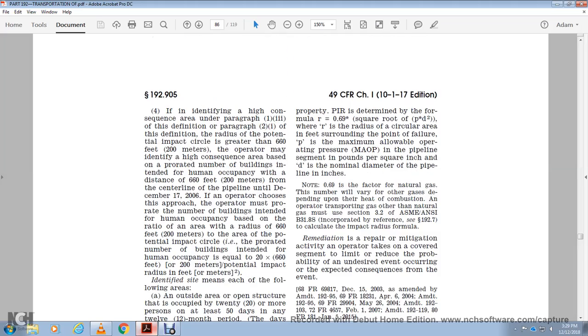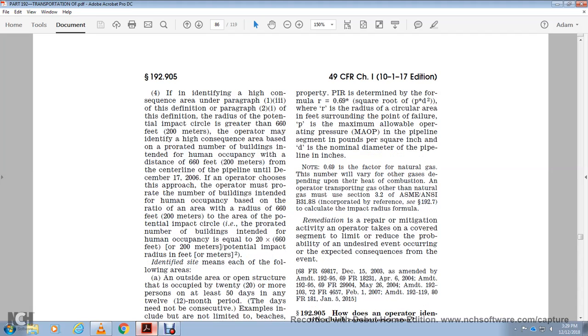Potential impact radius is determined with the formula: radius equals 0.69 times the square root of P times D squared, where R is the radius of the circle area, in feet, surrounding the point of failure. P is the maximum allowable pressure in the pipeline segment, in pounds per square inch, and D is the nominal diameter of the pipeline in inches.